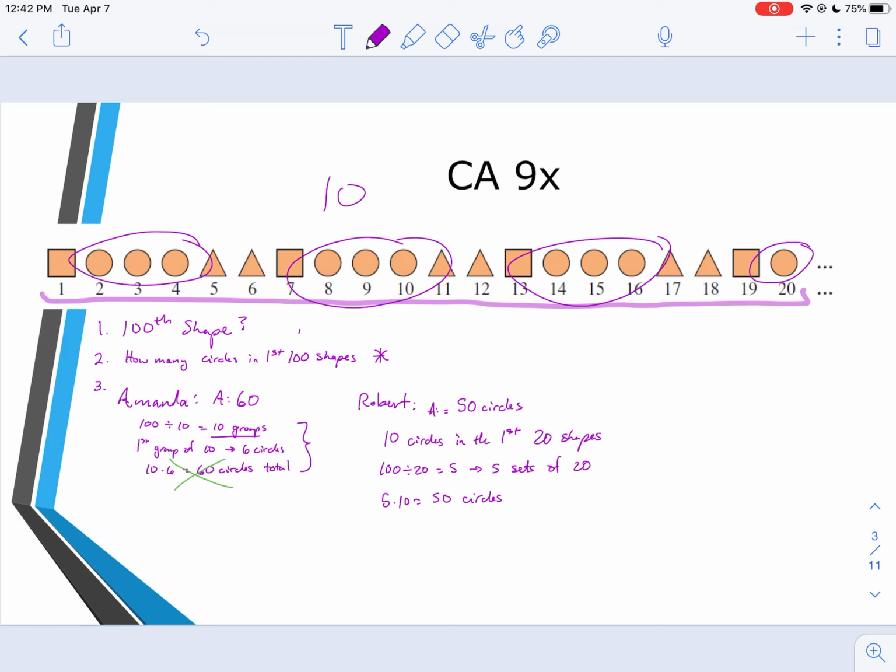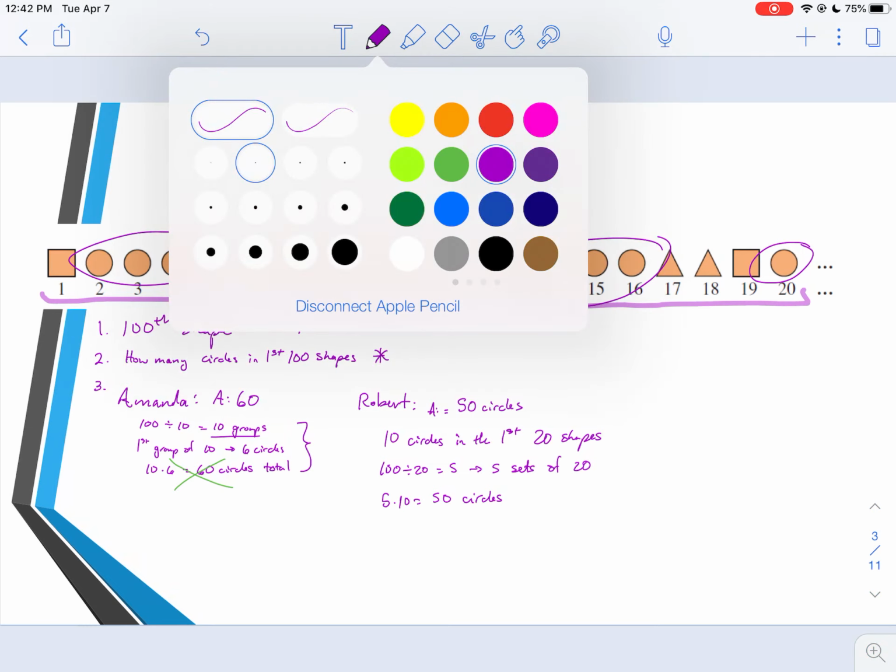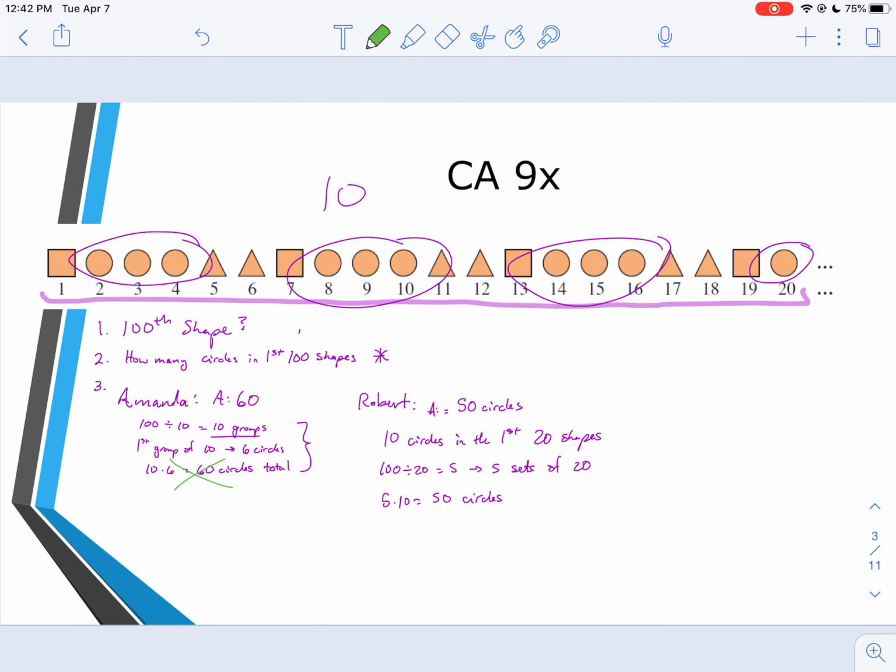Really encourage you to pause it and think through it, try it on your own. I've got the same question I had with Amanda. So Amanda said that each group of 10 had 6. Robert's saying each group of 20 has 10. And that's my question, is does it? And I'm actually kind of questioning. I'm going to say no, I don't think so, because if you look here at these sets of 3, I have part of a set of 3.